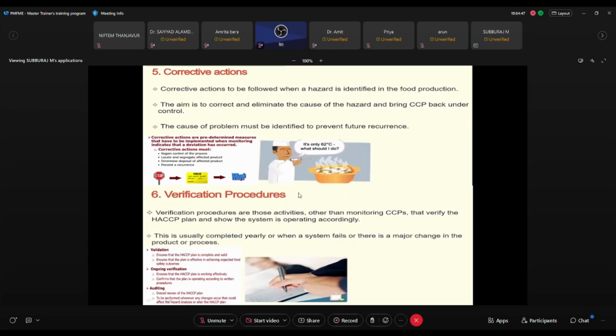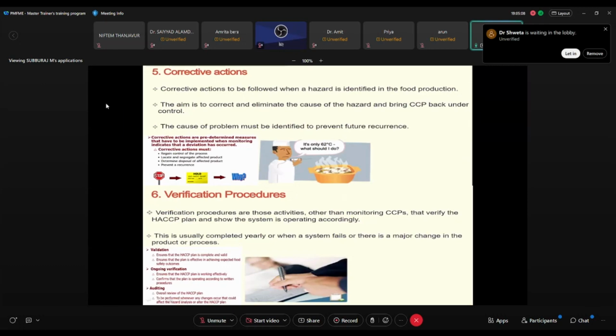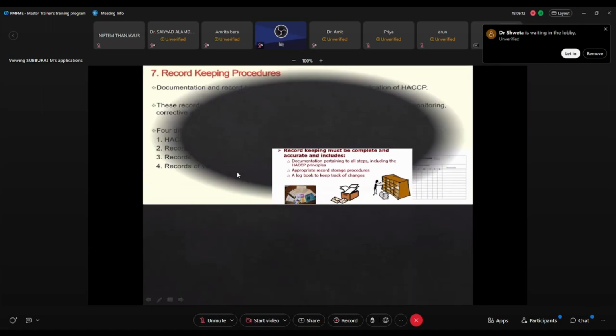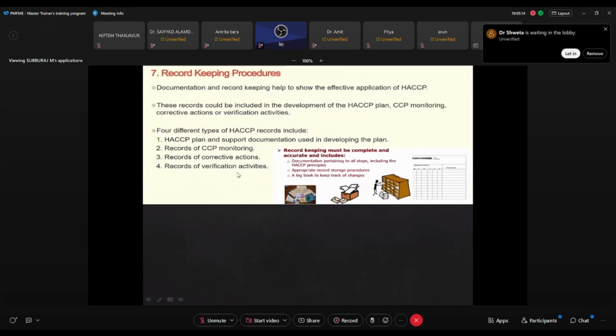Then what do I have to do? We have to again process these things. So these are the corrective actions, which is a mandatory one. Then once the corrective action is over, then it is a verification process. Verification process means how to verify all these things. Validation, ongoing verification, auditing are also part of the verification process. Then record keeping. Record keeping is also a very, very important thing.